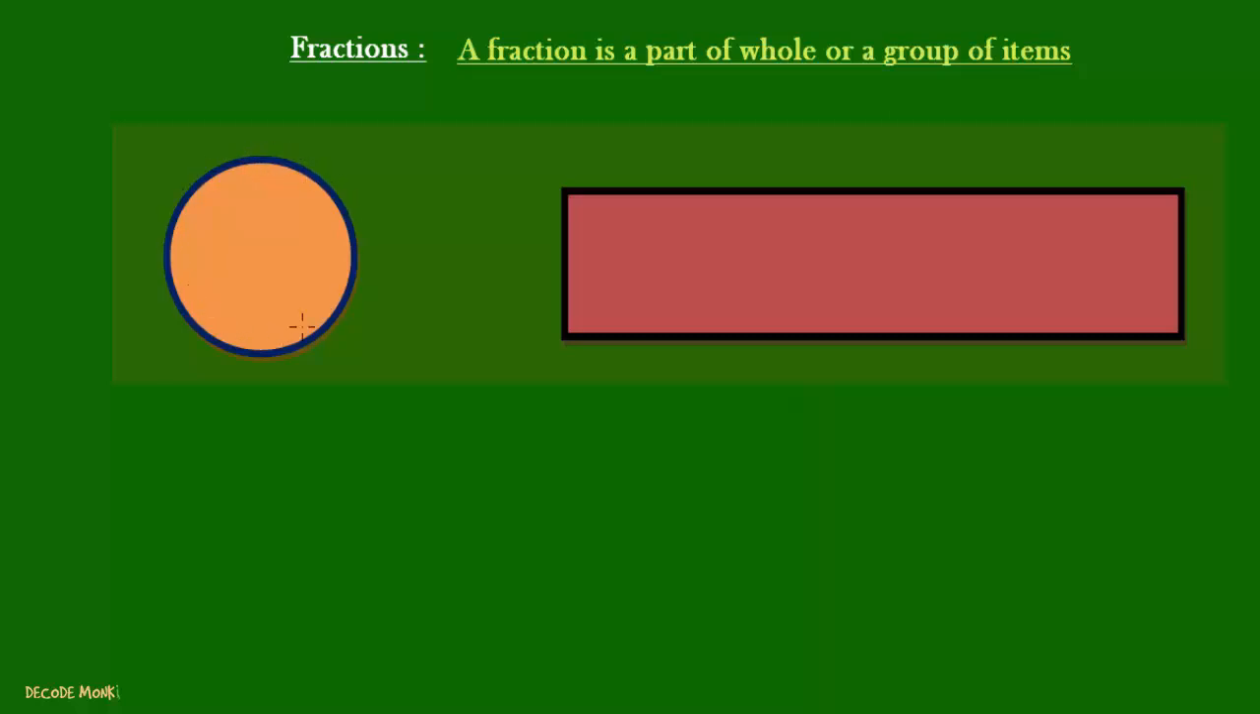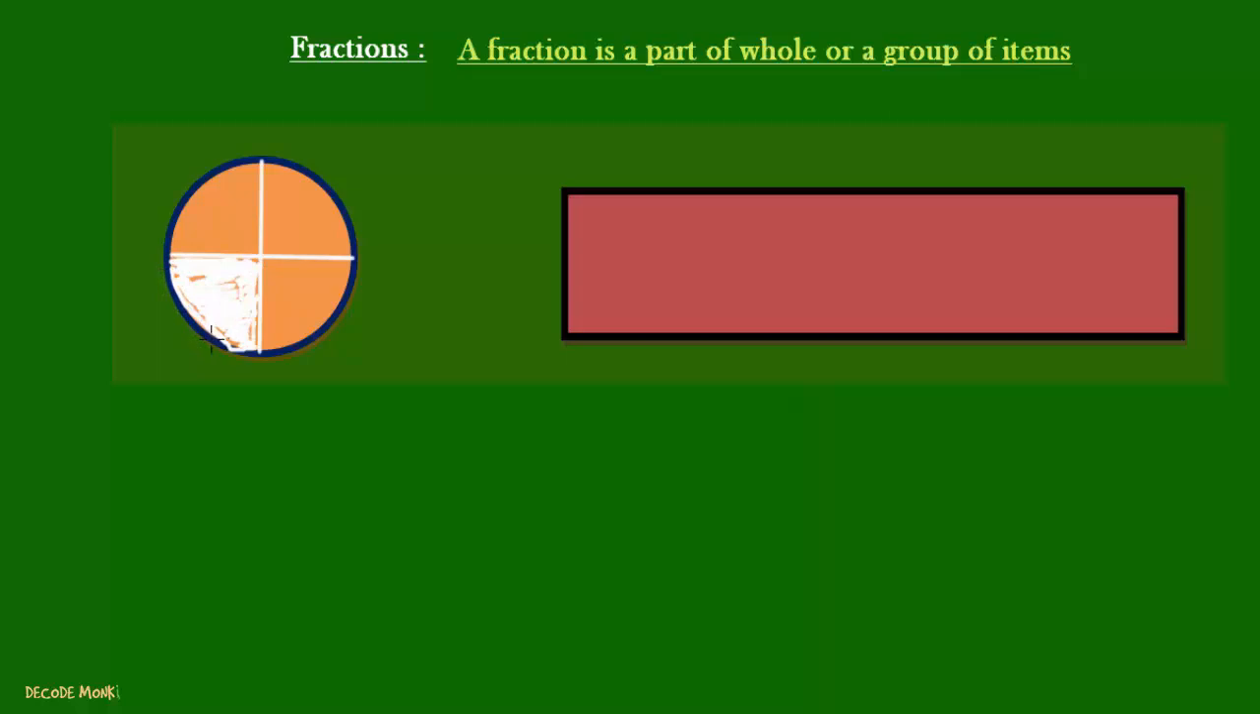This circle can be a cake, or it can be a tasty pizza. Suppose you divide this cake into four equal parts. So I cut this cake into four parts: part 1, part 2, part 3 and part 4. And then I take out this part, or shade this part.